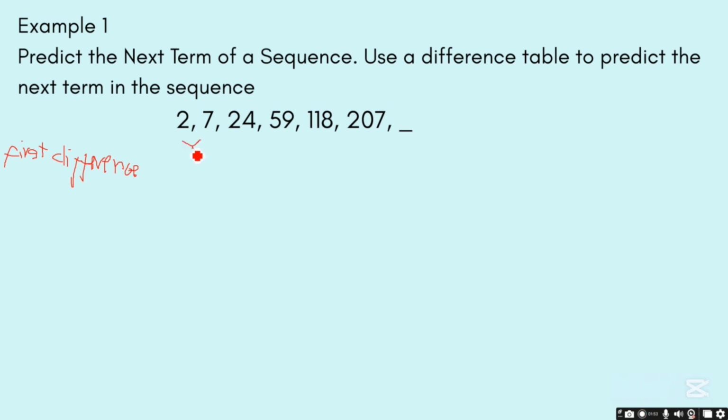So 7 minus 2 is equal to 5. And 24 minus 7 is equal to 17. 59 minus 24 is equal to 35. And 118 minus 59 is equal to 89. And 207 minus 118 is equal to 125.